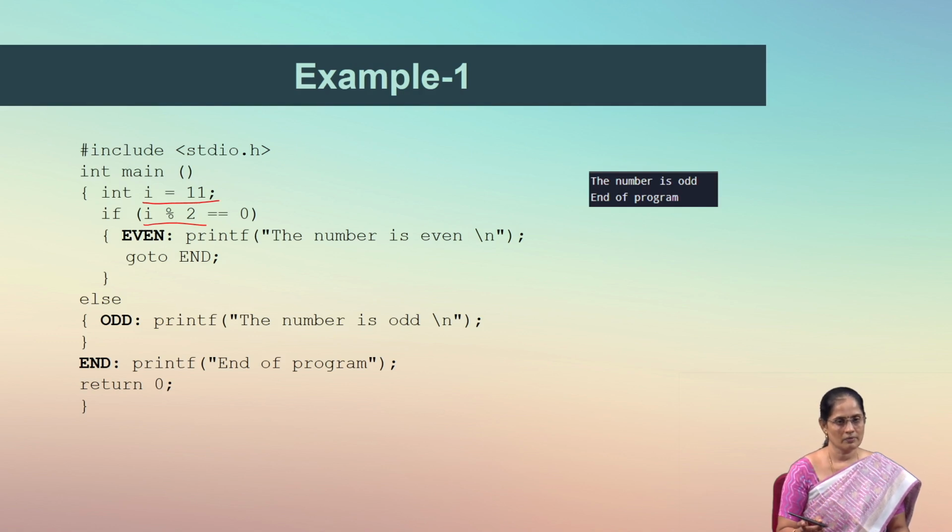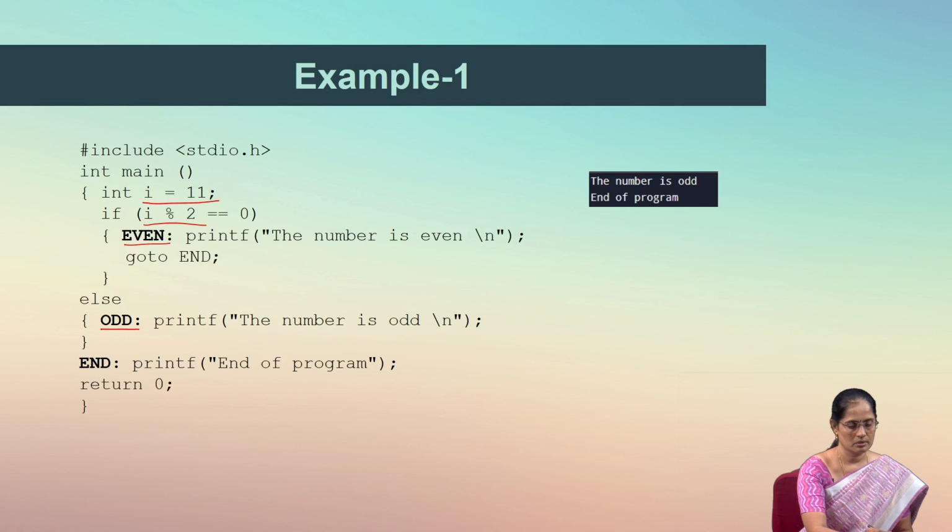If the remainder value is 0, then we have a labeled statement called even. If the value is not 0, we have a labeled statement called odd. So, here according to this program, the value of 11 is odd.